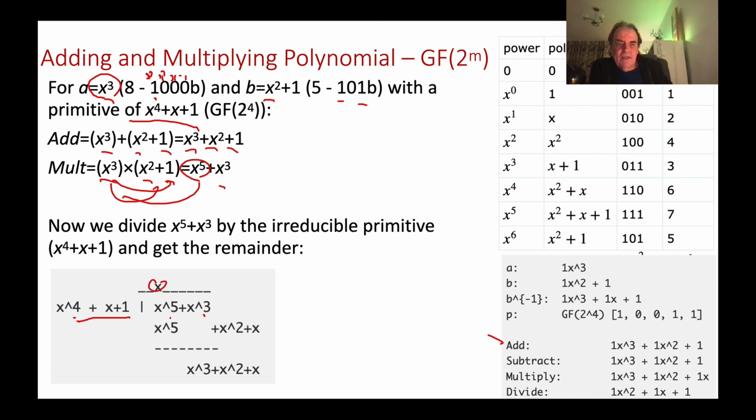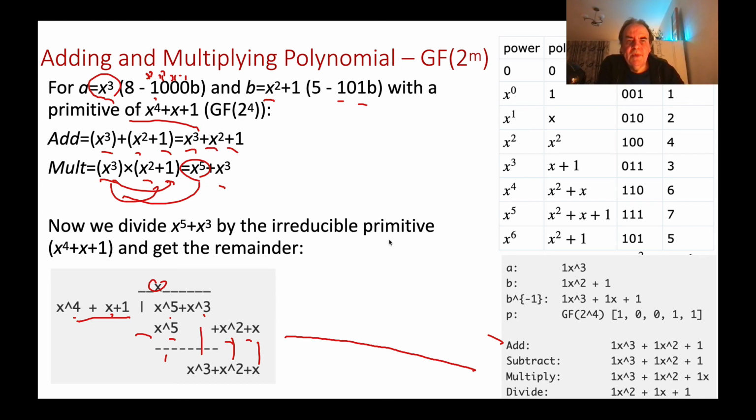That goes into that x times, so we end up with x to the 5, x squared, and x. Then we subtract them. We get nothing here. That becomes x to the power of 3. That becomes x to the power of 2. And that becomes x. So the minus is just the same as a plus in modulo 2. So we can see here that the divide operation gives us this result here.